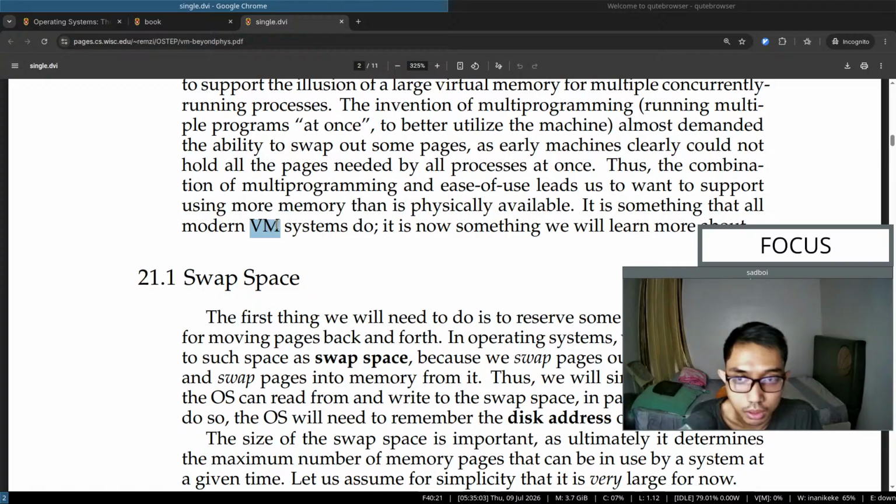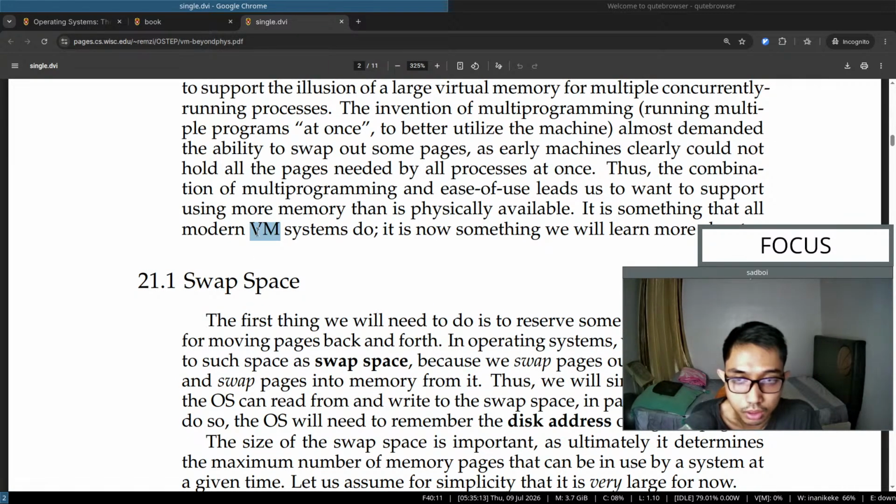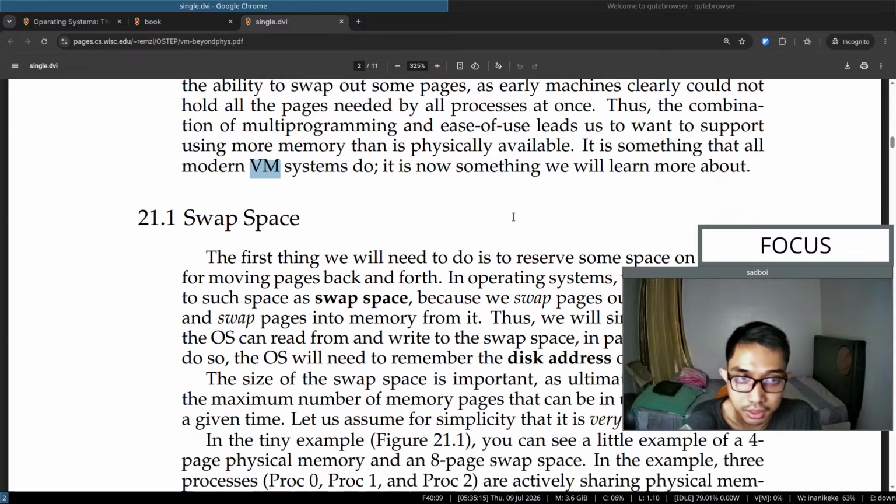What does VM mean in here? Is it virtual memory or virtual machine? Maybe virtual memory. Maybe.